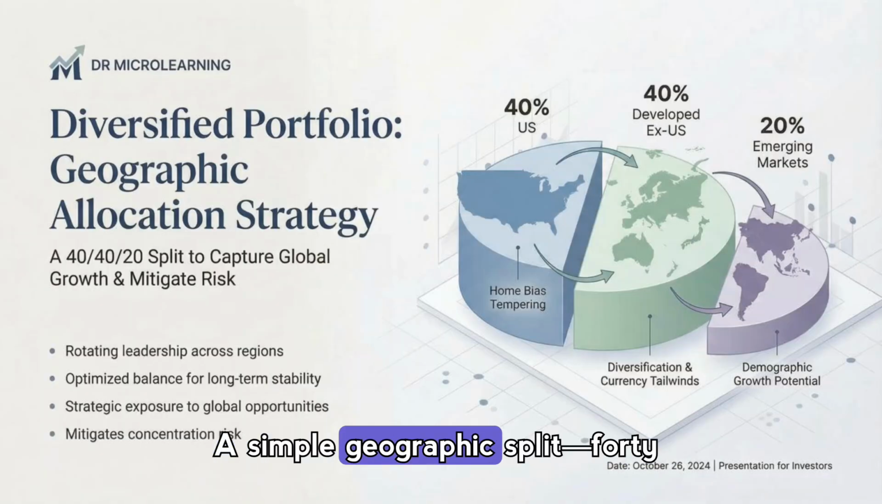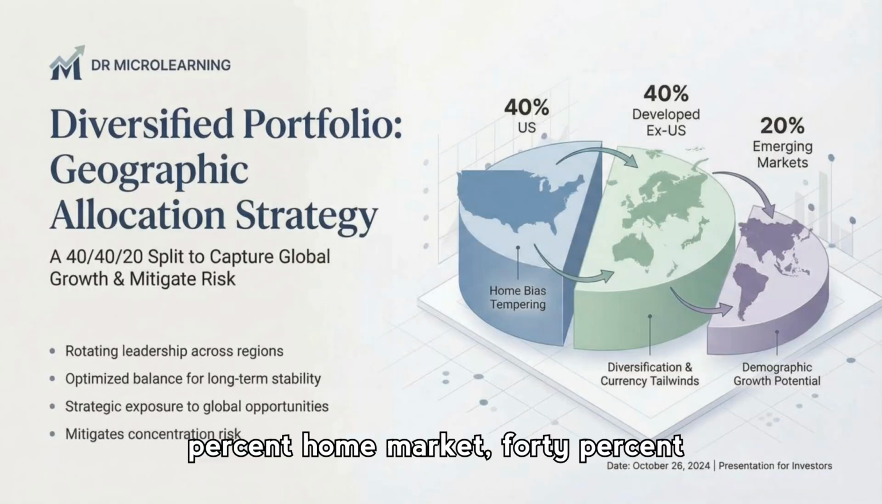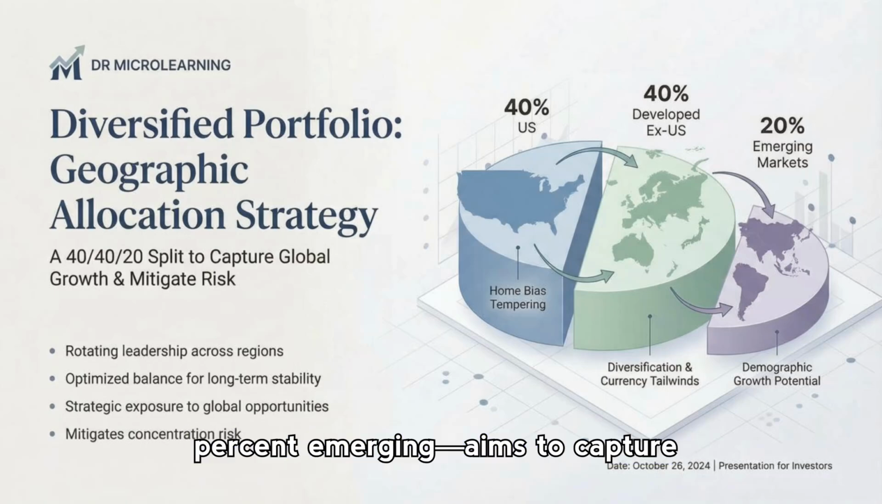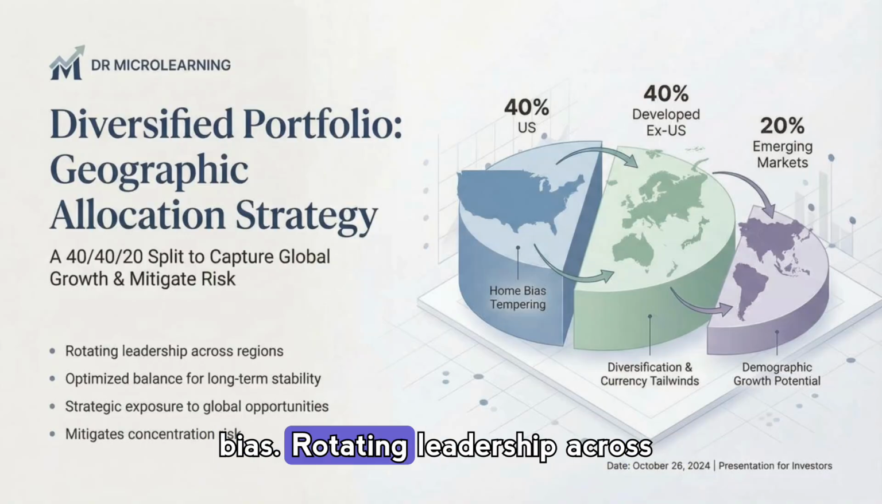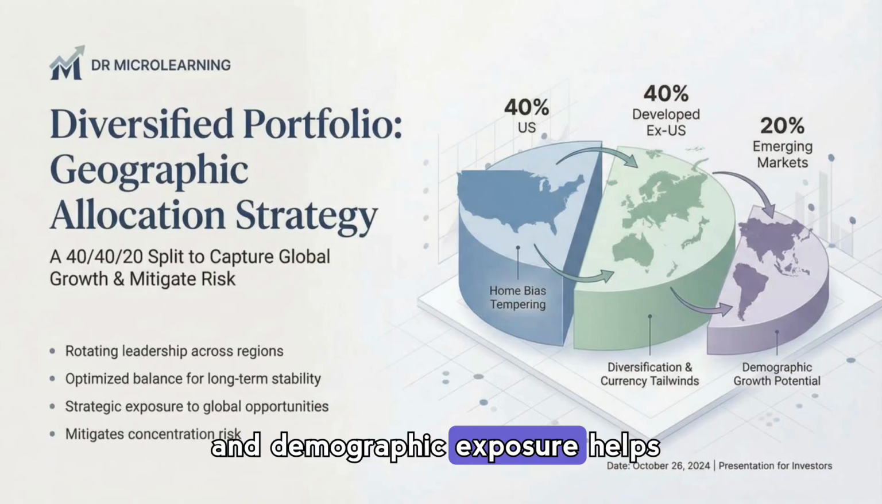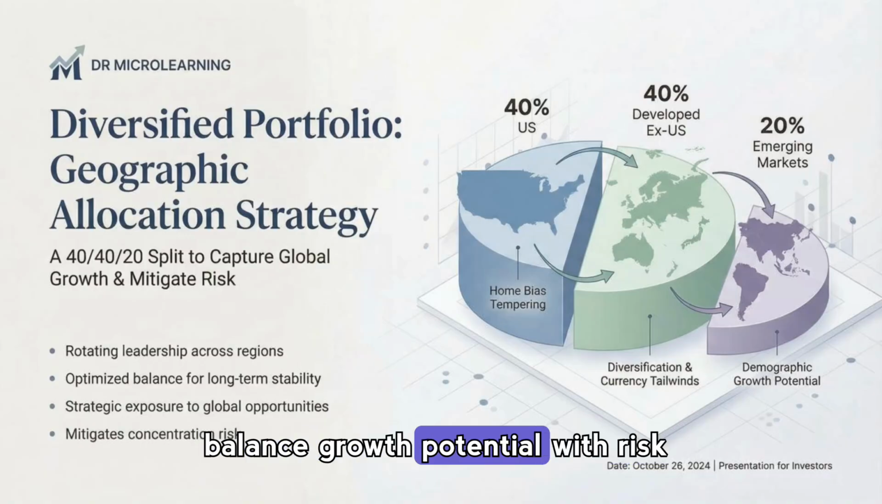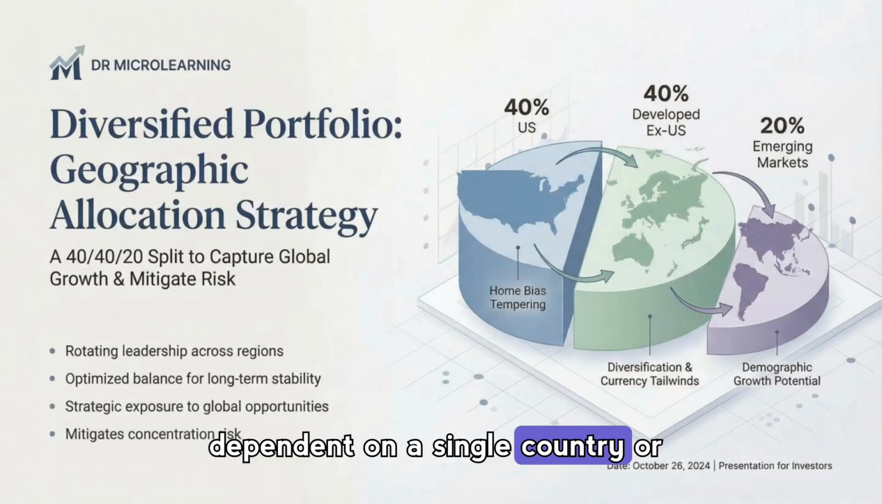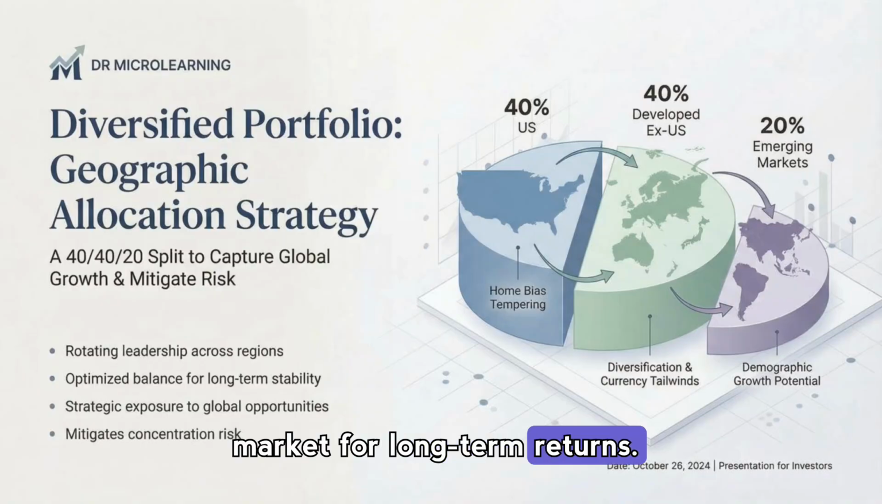A simple geographic split, 40% home market, 40% developed ex-home, and 20% emerging, aims to capture global growth while tempering home bias. Rotating leadership across regions and diversifying currency and demographic exposure helps balance growth potential with risk mitigation, so you're not overly dependent on a single country or market for long-term returns.